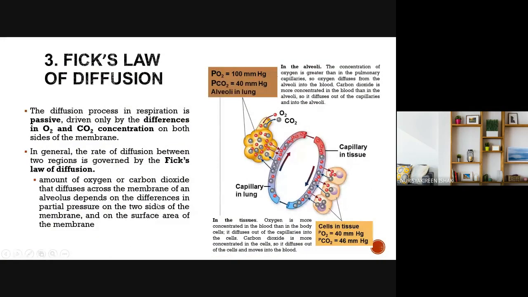Okay, so next is Fick's law of diffusion. The diffusion process in respiration is passive. It involves the process of diffusion, which is obviously a passive transport, driven only by the difference in oxygen and carbon dioxide concentration on both sides of the membrane. Both sides of the membrane refers to, for example, the alveolus, where you have high partial pressure of oxygen.